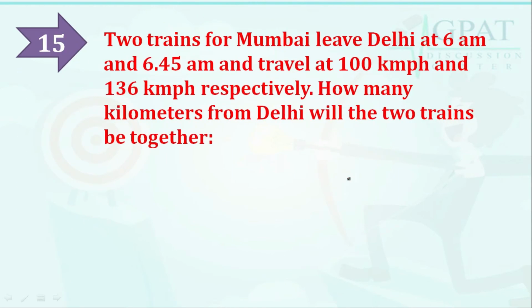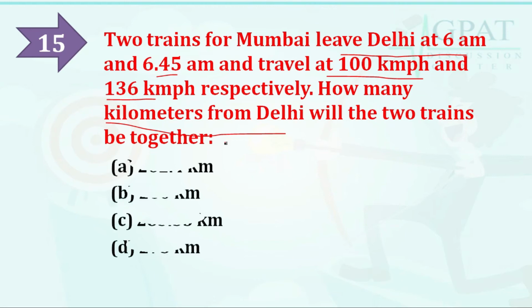So moving on to the next question, and it is the last one. Two trains for Mumbai: one leaves Delhi at 6 a.m. and the second train at 6:45 a.m. The first travels at 100 km per hour, and the second train at 136 km per hour. How many kilometers from Delhi will the trains be together? The options are option A 262.4 km, option B 260 km, option C 283.33 km, and option D 275 km.